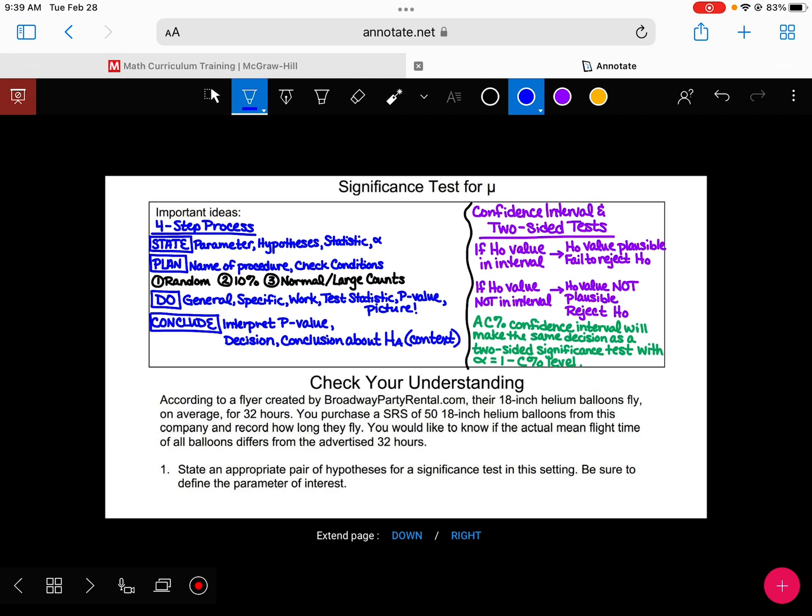Once you get these things written down, go ahead and try the check your understanding. 2 questions, neither of them should be ridiculously long. The first one, state your hypotheses and define your parameter. And in the second one, they give you a confidence interval. And I want you to tell me whether you would reject or fail to reject the null and why.